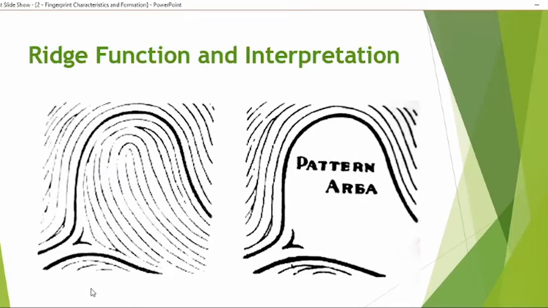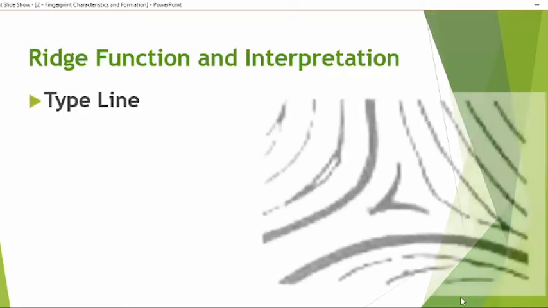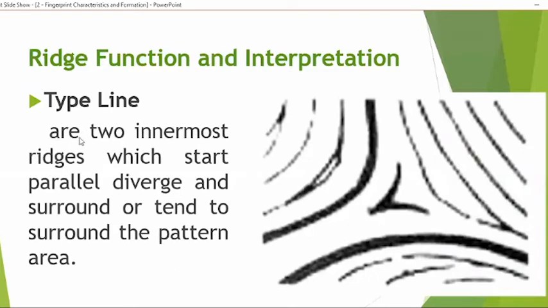Paano natin makikita yung pattern area? So, meron diyang two ridges which start running parallel and diverge or tend to surround the pattern area. Ito yun. Kaya yung nasa loob niyan, yun ang tinatawag na pattern area. So, when we say type lines, those are the two innermost ridges which start running parallel, diverge and surround the pattern area. Yan, the two innermost ridges which start running parallel, then diverge. Naghiwalay and pumunta dun sa pattern area.